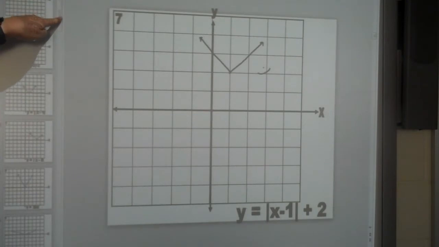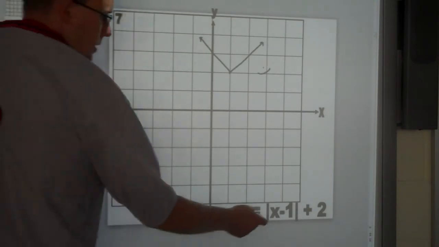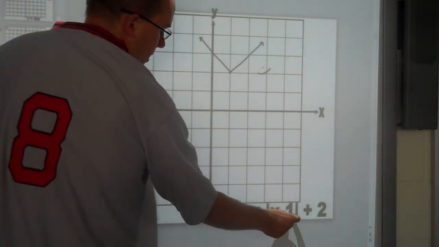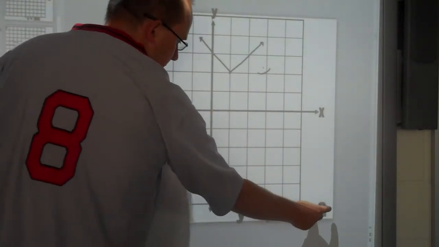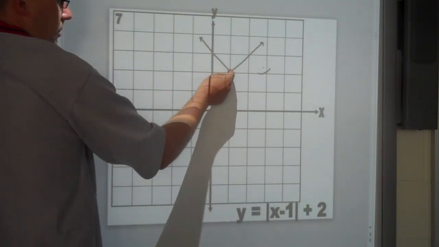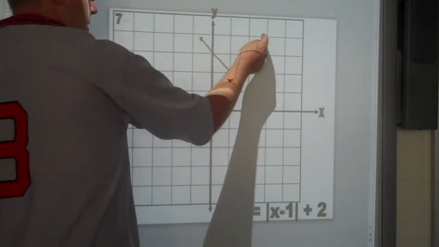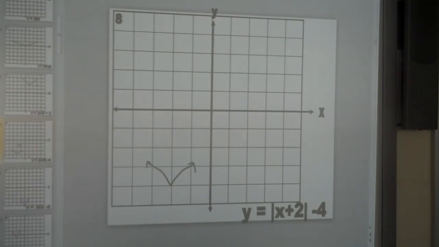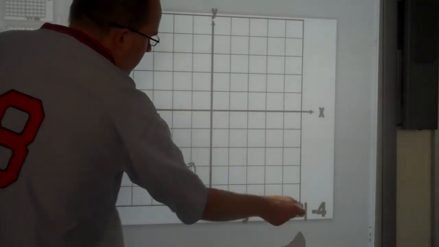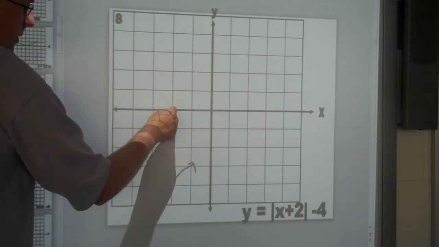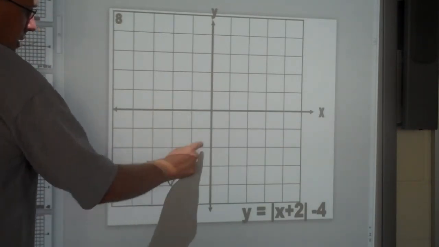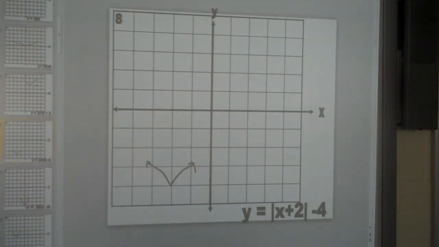Just scroll down a little bit. So this time we're starting to add a couple of components to this picture. So I know I've got to go 1 to the right because it's inside the absolute value. But at the end it says plus 2, which means I have to go up 2. And once I've found my vertex, then I can draw that nice V shape in. X plus 2 minus 4. So I'm going to move 2 to the left. Negative 4 at the end means I'm going to move down 4 places. And then I can go ahead and draw in my V shape.